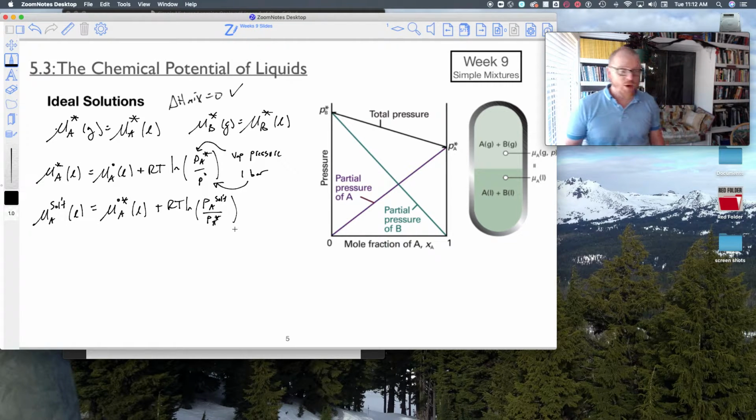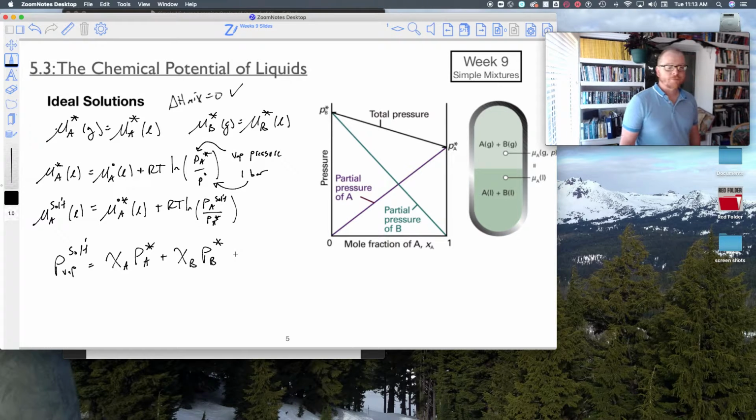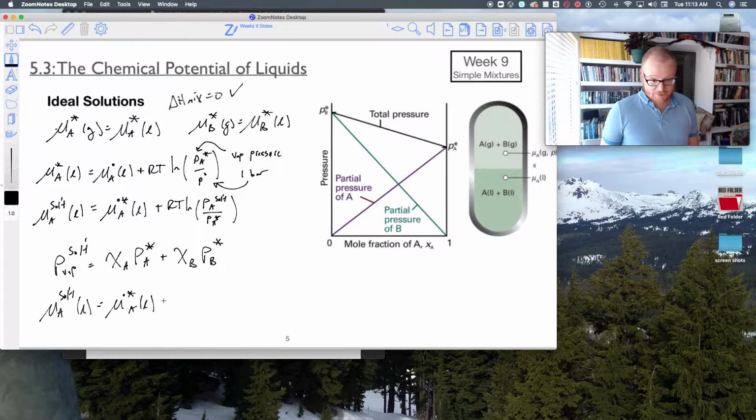If we continue expanding on this with B as well, and we also use Dalton's law of partial pressures, I'm not going to fully derive this, but we would arrive at Raoult's law, which says the vapor pressure of the solution is equal to the mole fraction of A times the vapor pressure of pure A plus the mole fraction of B times the vapor pressure of pure B. Then I could write the chemical potential of A in the solution as the standard chemical potential of pure A plus RT natural log of the mole fraction.